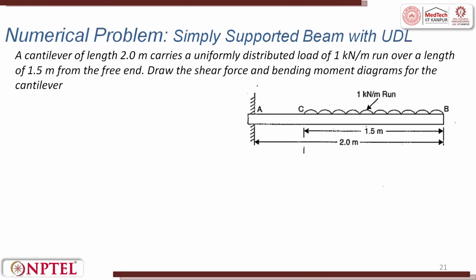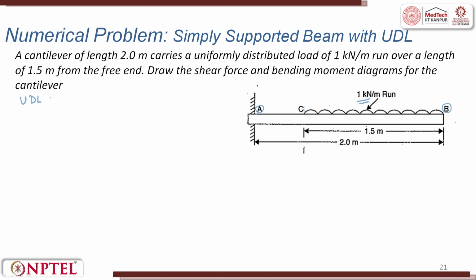Now, let us solve a simple problem wherein there is a cantilever beam supported at A, and the free end is B. Part of it has no load, and the rest has a uniform distributed load of 1 kilonewton per meter. The points are given as A is 2 meters from B and C is 1.5 meters from B. Now, let us draw the shear force and bending moment diagram.